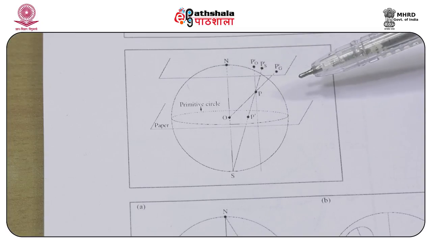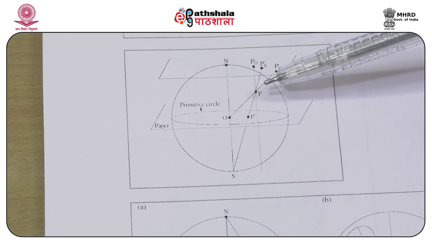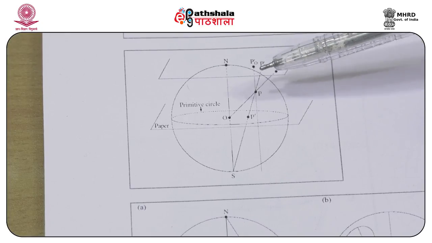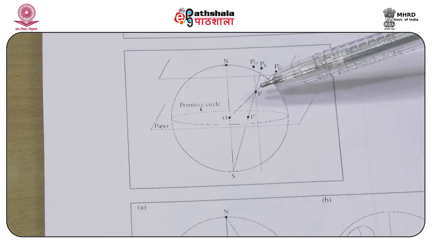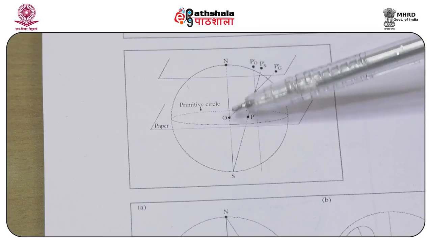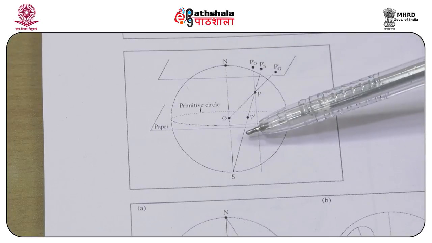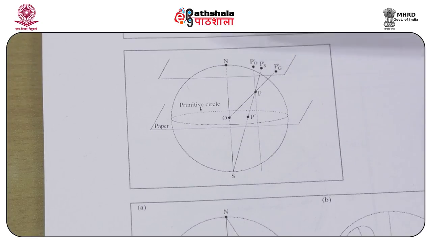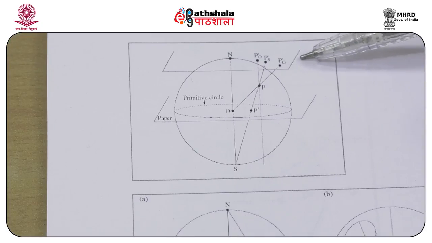So what we have in this diagram is, for the pole P, a normal to the plane, which is normal to the plane OS. We have this here. This plane can pass through any point in the north-south.